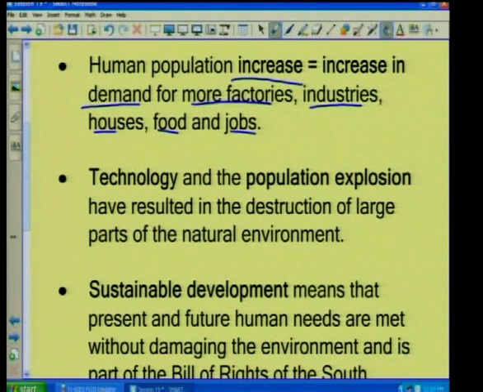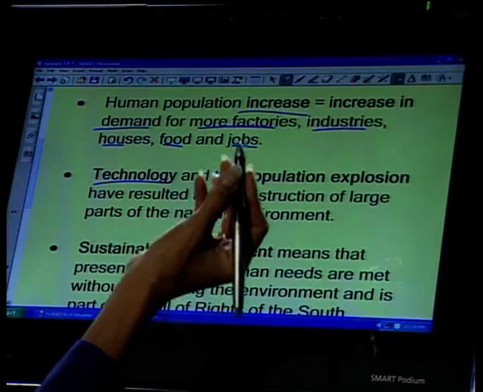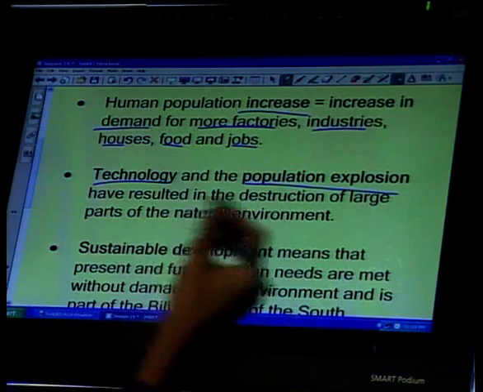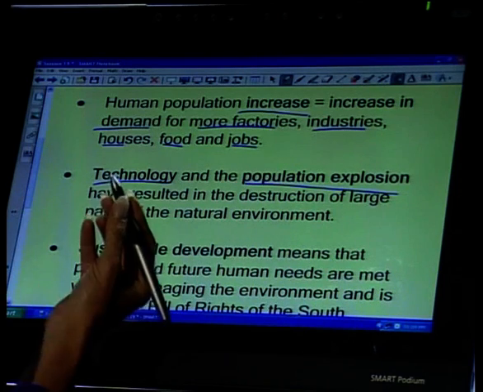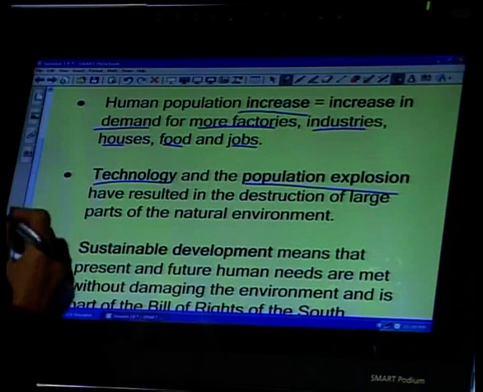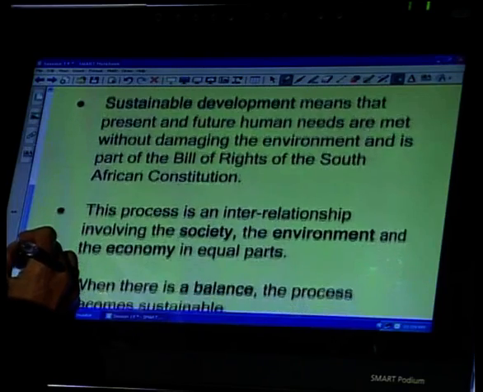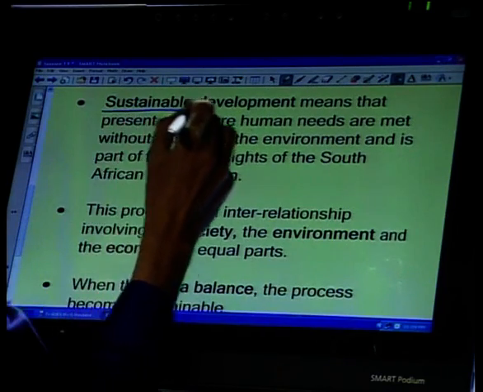All the things that we as human beings need, we take from the environment. And we will build our structures there at the cost of the natural environment around us. Technology, all you have to do is look at technology and how many people there are on this planet. So the population explosion. And what have we done? We're just destroying the natural environment. Now, this is where we must now start looking at sustainable development.